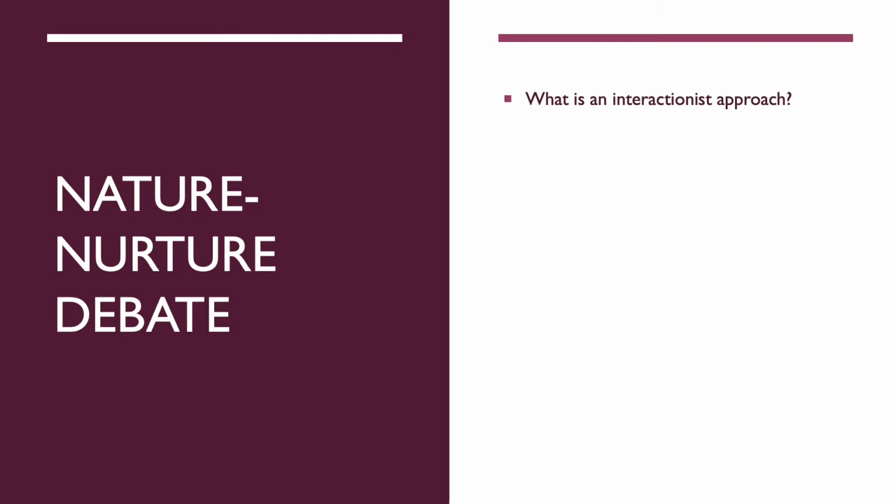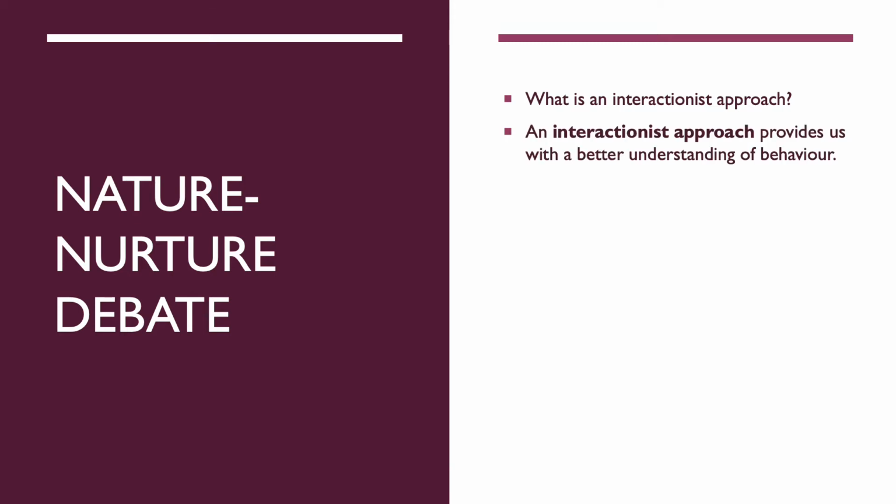An interactionist approach, we've looked at it in various topics, and it's having a genetic vulnerability to a specific type of behaviour, but needing the environment to work in a way that means that genetic vulnerability is seen in your behaviour. So you might have a genetic vulnerability for schizophrenia, but you need maybe a traumatic experience, or a life stress, in order for that schizophrenia to be seen. So an interactionist approach provides us with a better understanding of behaviour, because it's very unlikely that nature and nurture are independent of each other. They're interdependent. They work together.